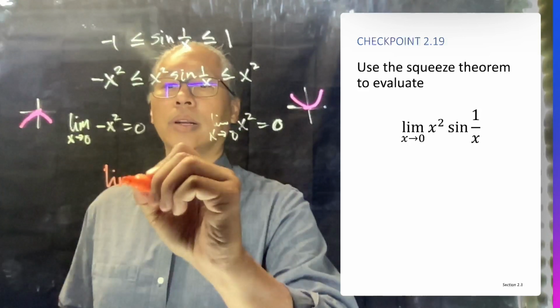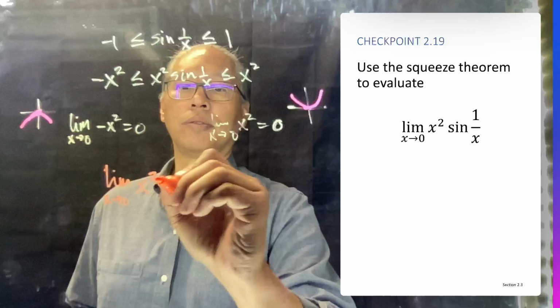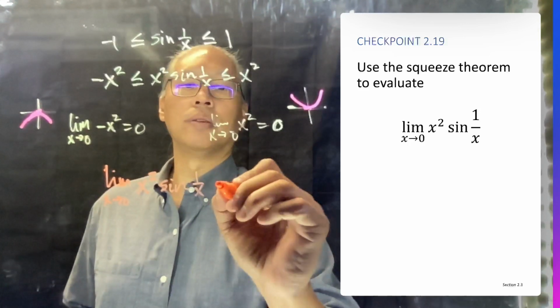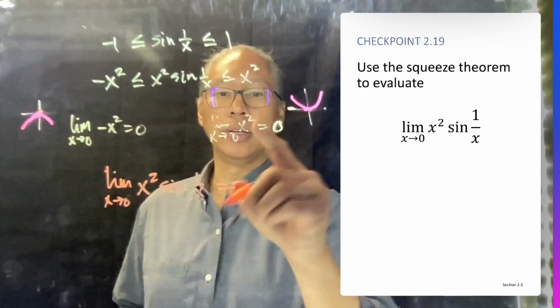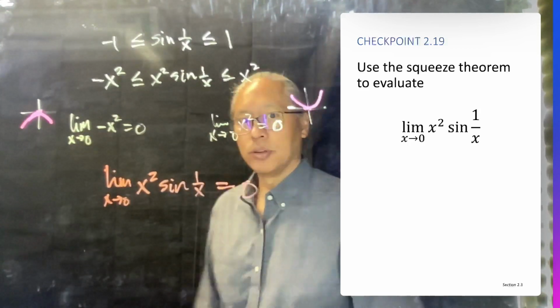We can say that the limit as x approaches 0 of the original function that we're looking for is going to equal 0, because of the squeeze theorem, it's going to be squeezed between those two functions.